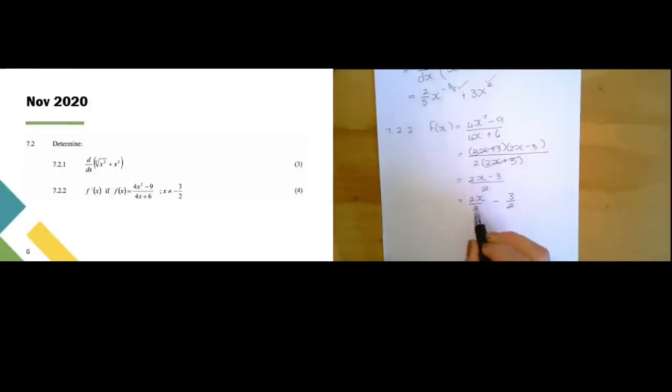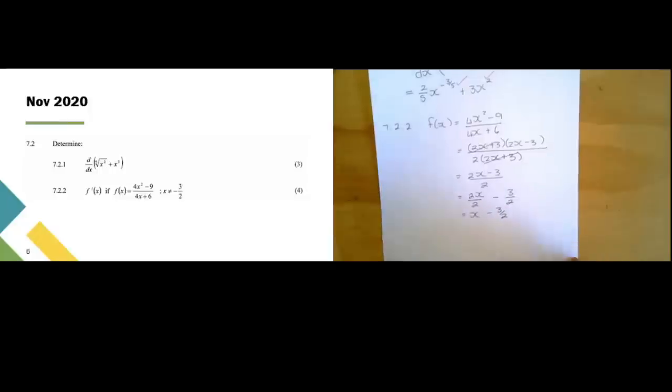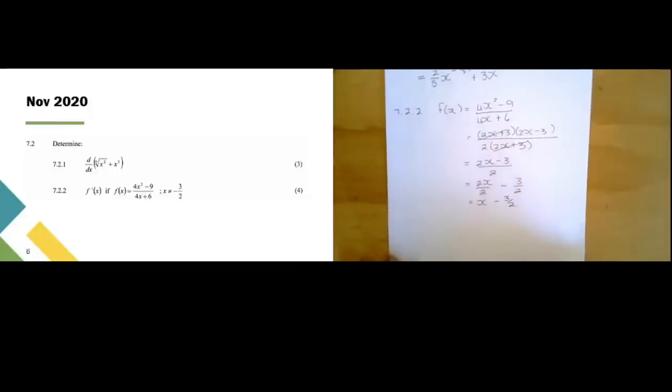You can simplify this. 2 over 2 is 1. So it's x minus 3 over 2. And now I can go get my first derivative. So f prime x equals 1 times 1 is 1. For my x's, 1 minus 1 is 0, so no x's left. There's no x's here to get the derivative from, so your answer is only 1.